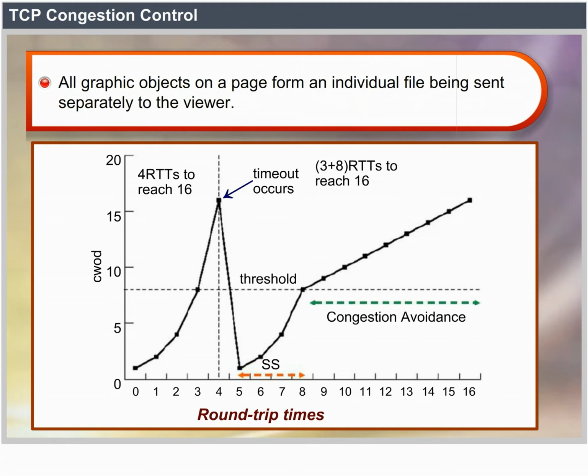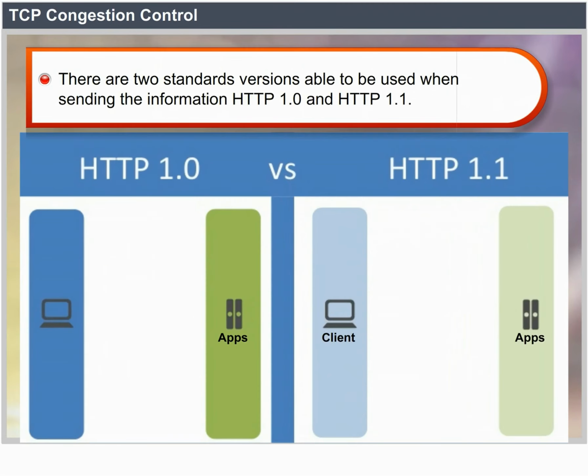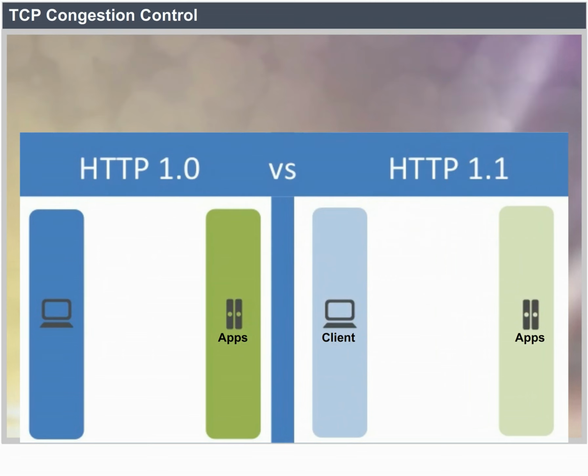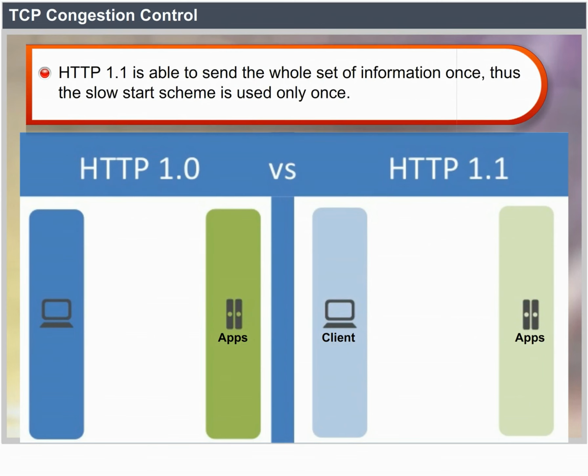There are two standard versions that can be used when sending the information: HTTP 1.0 and HTTP 1.1. Most HTTP 1.0 implementations send the information one at a time, where for every object the slow start mechanism is used. HTTP 1.1 is able to send the whole set of information at once, thus the slow start scheme is used only once.